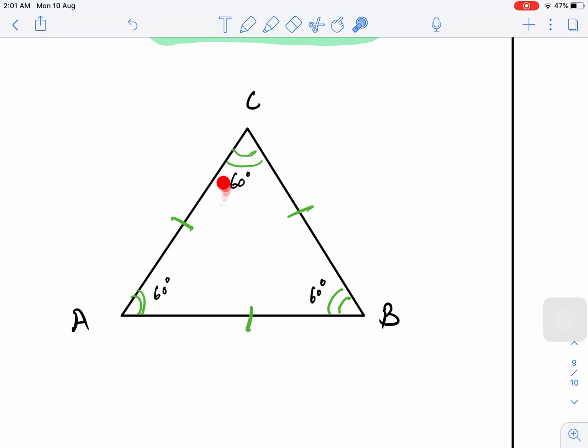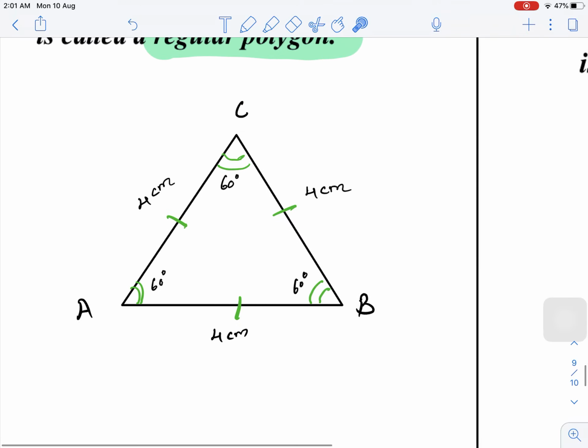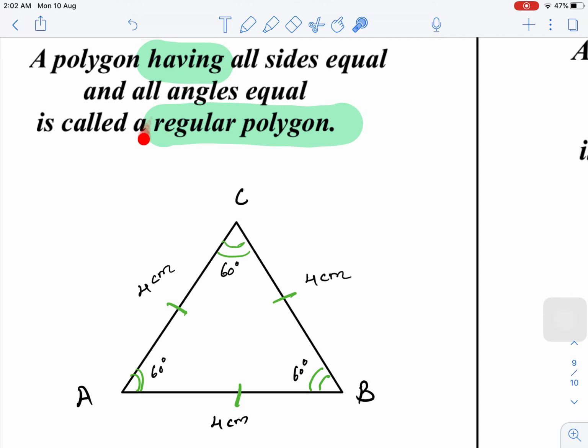Now this marking indicates that if the length of AC is, suppose, 4 centimeters, then the length of AB will also be 4 centimeters, and the length of BC will also be 4 centimeters. In this figure it can be seen that all sides are of equal length and all angles have the same measure, so we can say that the given figure is a regular polygon.